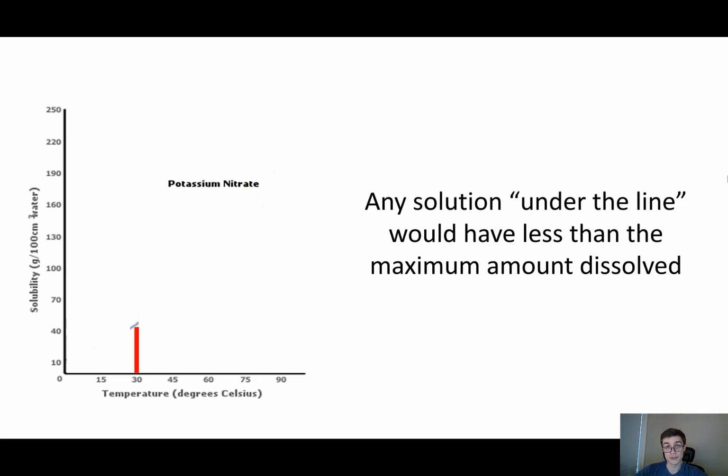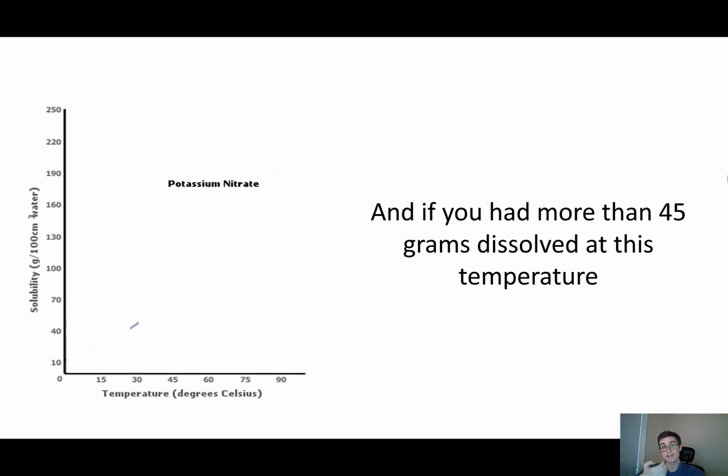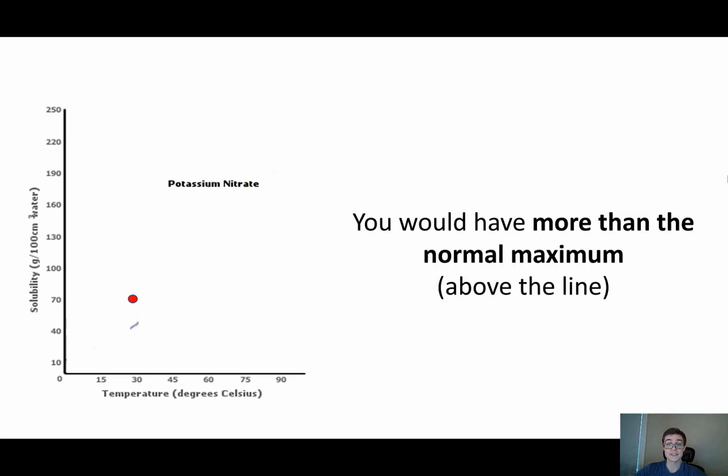Any solution under this line with less than 45 grams in it would have less than the maximum. So that means that any solution under this blue line would be unsaturated because it's not at the maximum yet. It can still dissolve some more. And if you have more than 45 grams dissolved at this temperature, like for example if you had 70 grams dissolved, you'd be up here. You'd be at 30 degrees and 70 grams dissolved at this red dot. And you can see that this is more than the normal maximum. It's above that blue line.